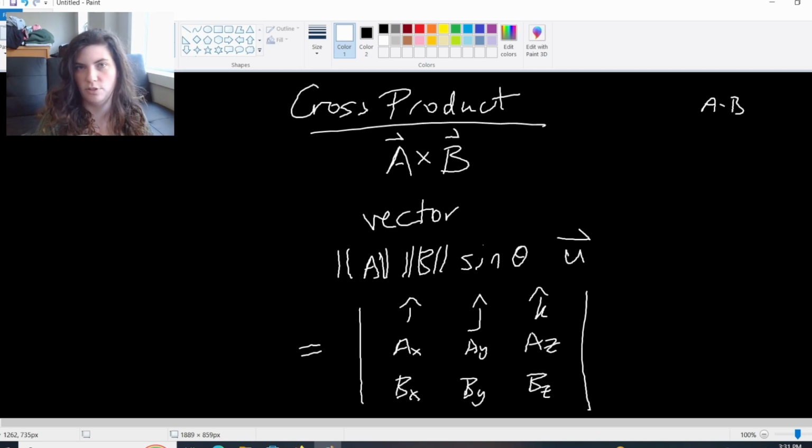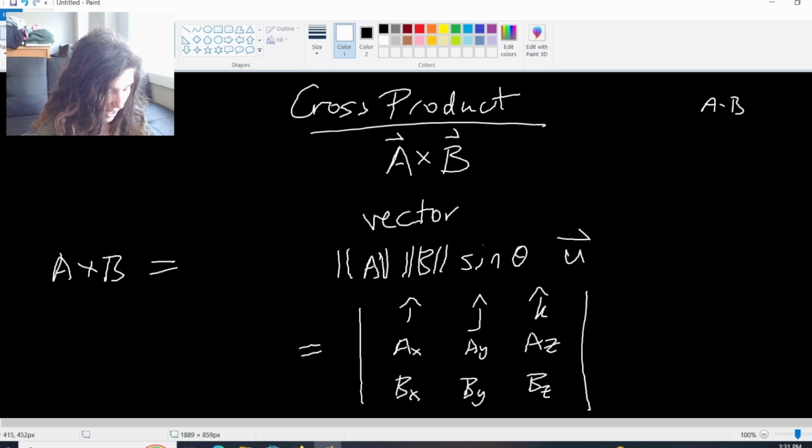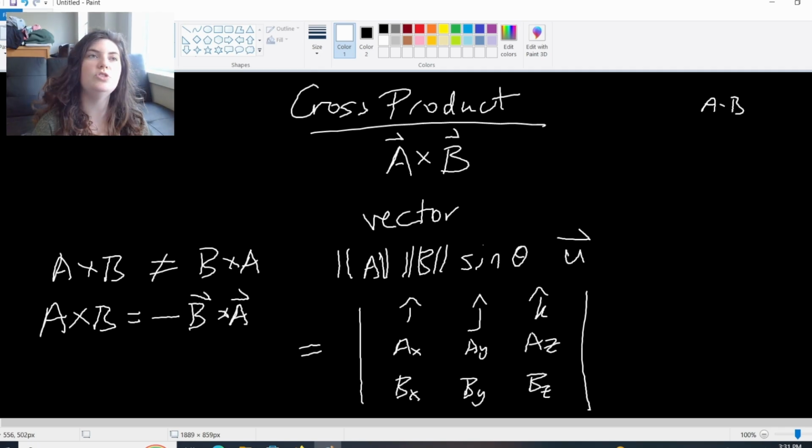Just one more major thing I want to mention about how the cross product is different from the dot product is that it's not commutative, right? So what I mean by that is that A cross B does not equal B cross A. Actually, A cross B equals negative B cross A. Just note that because it is a vector, because it has a direction associated with it, it is not commutative. It matters which one you're multiplying by which.